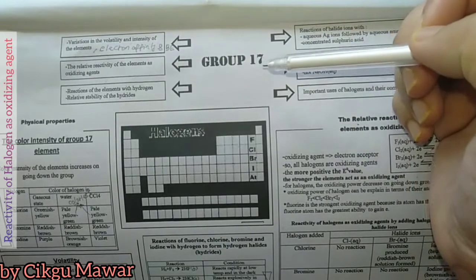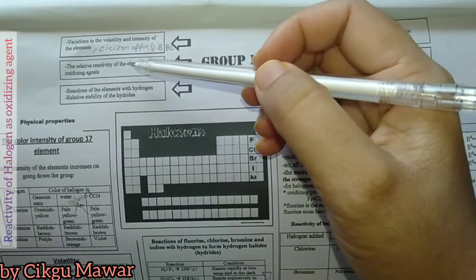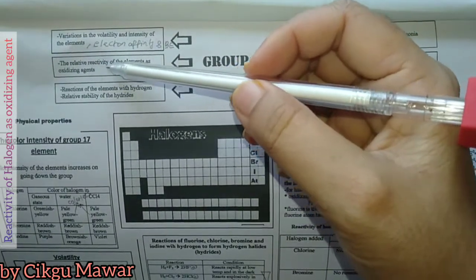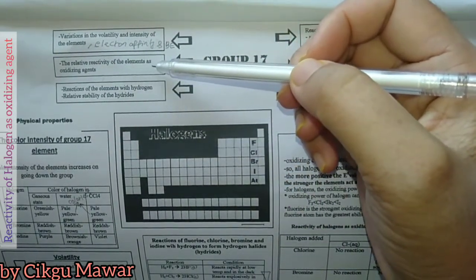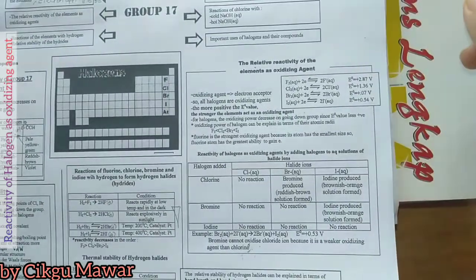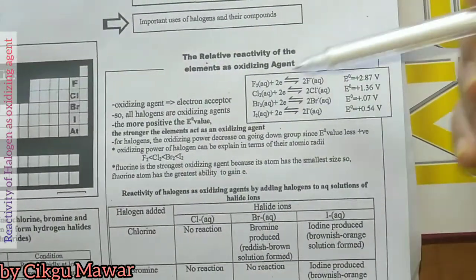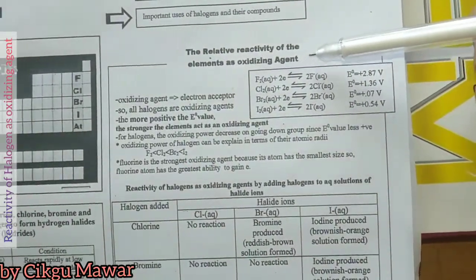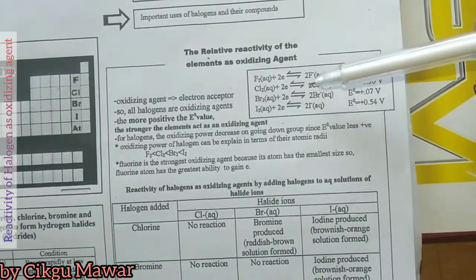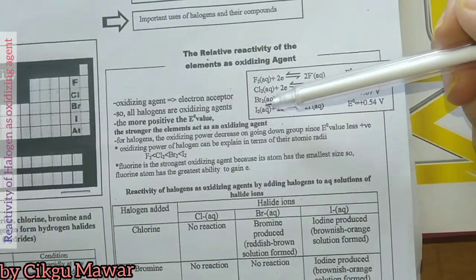Okay, hello everyone. Now I continue the group 17 chapter by explaining the chemical properties. I start with the relative reactivity of the elements as oxidizing agents. Referring to our chem book, here I already list down the standard reduction potential of fluorine, chlorine, bromine and iodine.